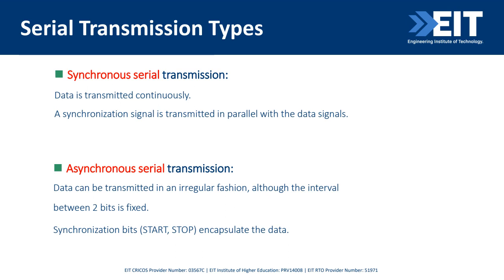Then we have the concept of synchronous and asynchronous communication. Synchronous communication is where data is transmitted continuously. In other terms, data will be converted into chunks that are transmitted, and these are big chunks, like every 1,000 bits will constitute a chunk and it's transmitted. So we are going to transmit during 1,000 cycles. This is typically synchronous transmission.